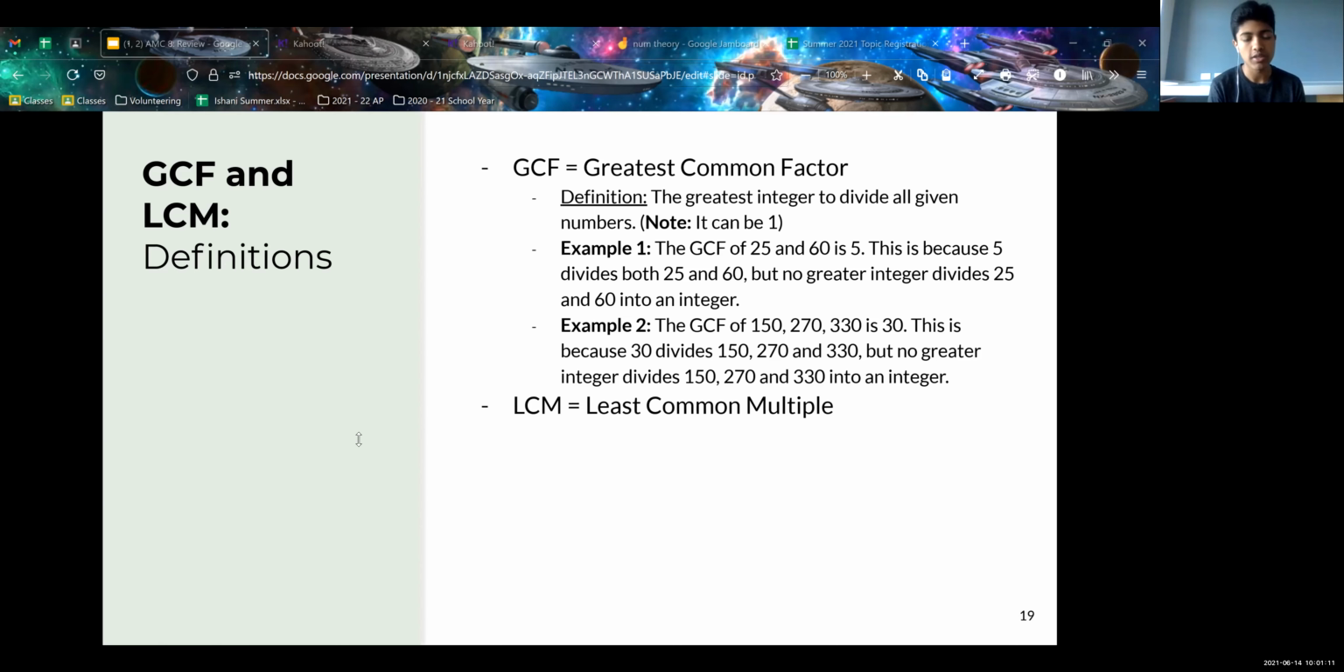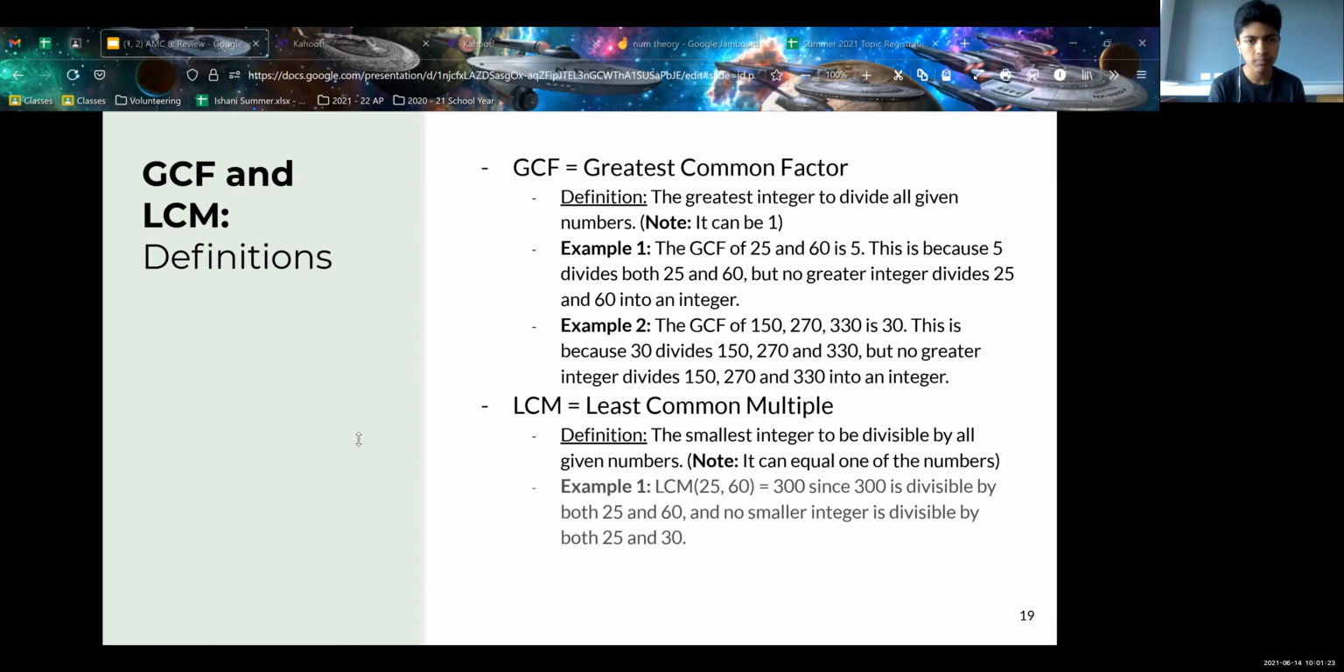LCM is the least common multiple. As the name implies, it's the smallest integer to be divisible by all the given numbers. One example would be the LCM of 25 and 60, which would be 300, because 300 is divisible by both 25 and 60, and no smaller integers less than 300 are divisible by both 25 and 60.